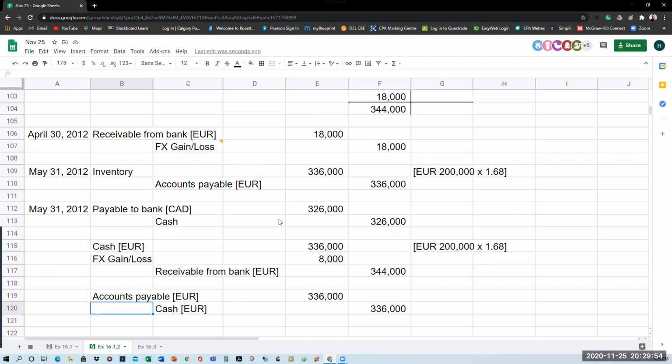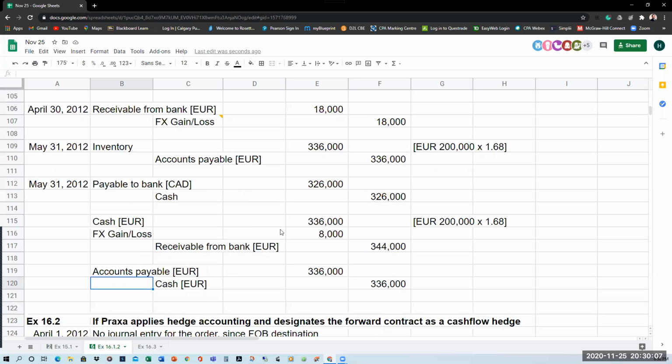So the situation here is a little bit different from what we saw in 16.1. The sequence of events has been altered, and the result is a slightly different scenario. The cost of the inventory now is 336,000. The cash that we paid is still 326,000. The euros came in, the euros went out, so the euros did not really affect our cash flow. We actually paid $326,000 cash because that's what the forward contract was supposed to do. It was supposed to fix our cash flow, right? So we got a fix on our cash flow for the 326,000.